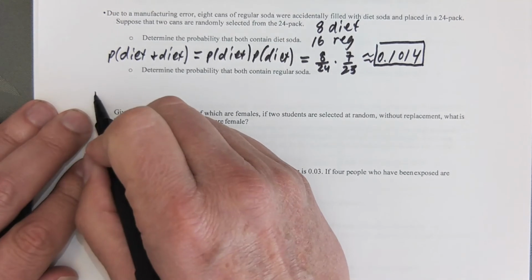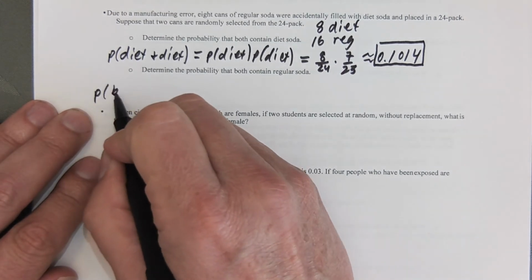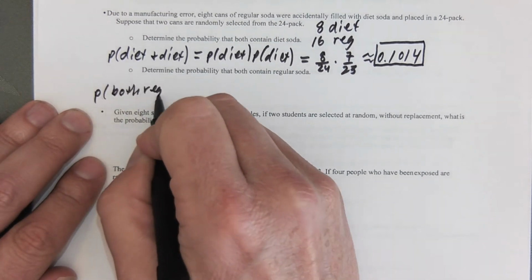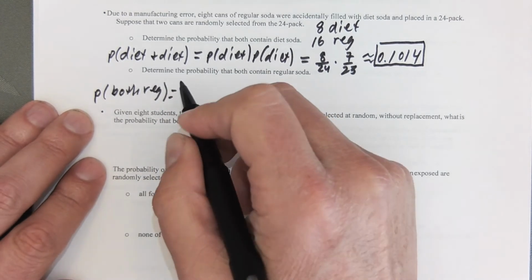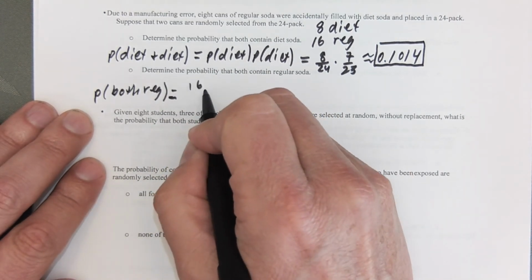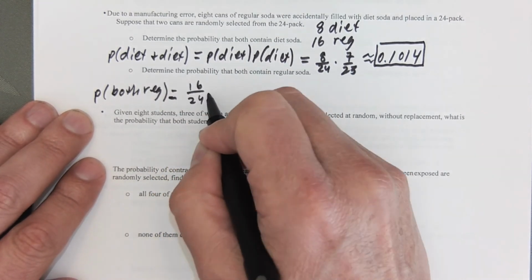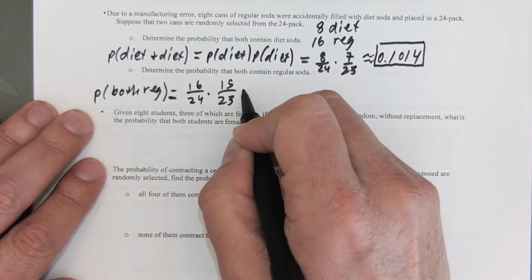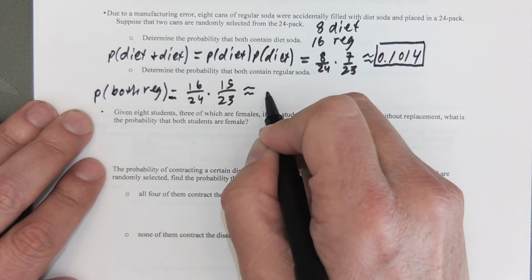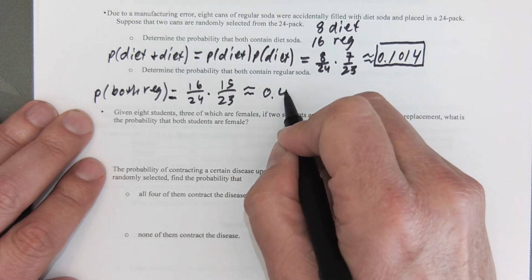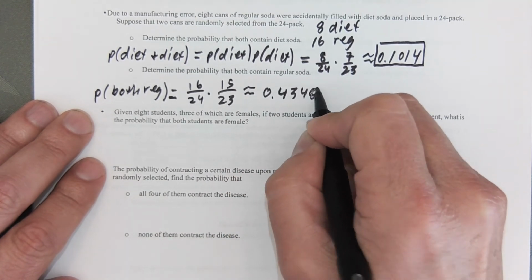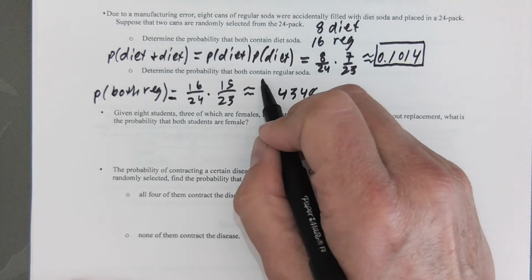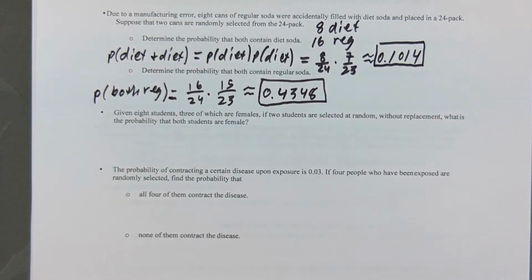And the probability that they're both regular, well, that's going to be there are 16 regular out of the 24. And once one is taken, that'll be 15 over 23. So once again, using my parentheses with my calculator, I get 0.4348. So in this scenario, what's the probability of getting both regular? A little over 43% chance.